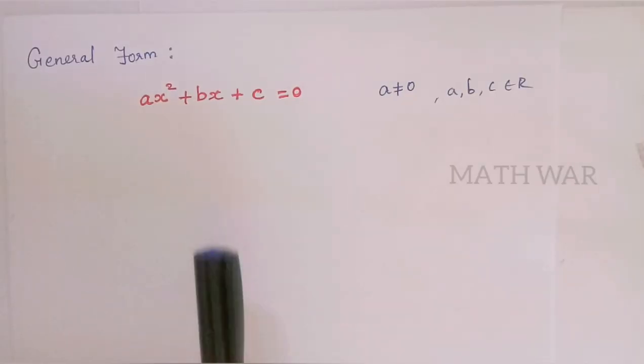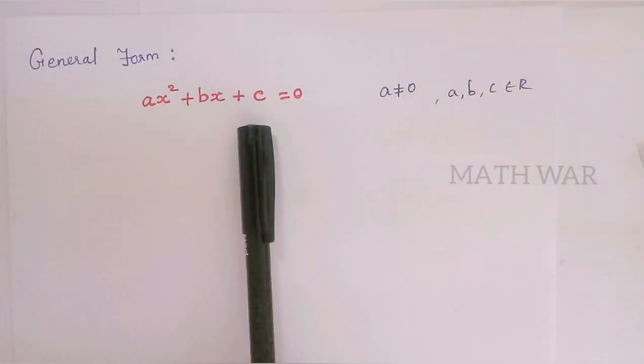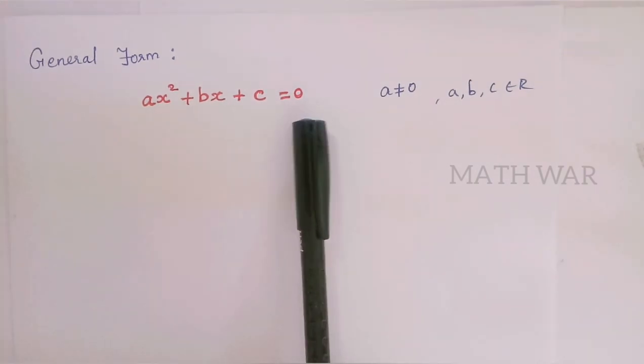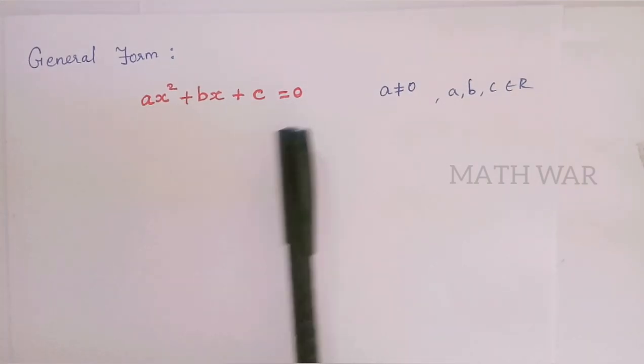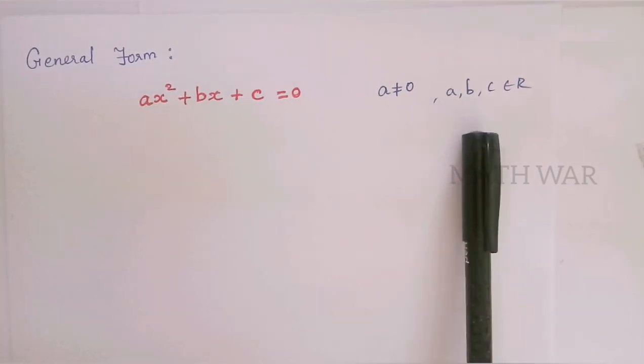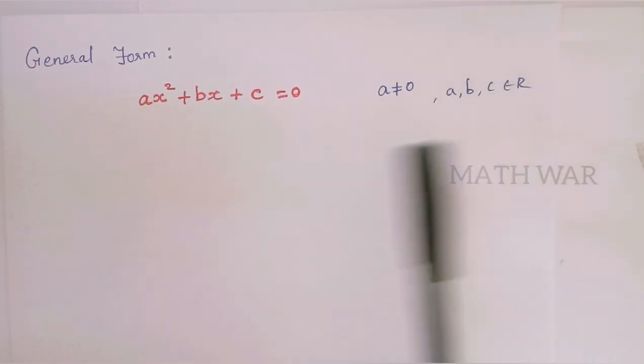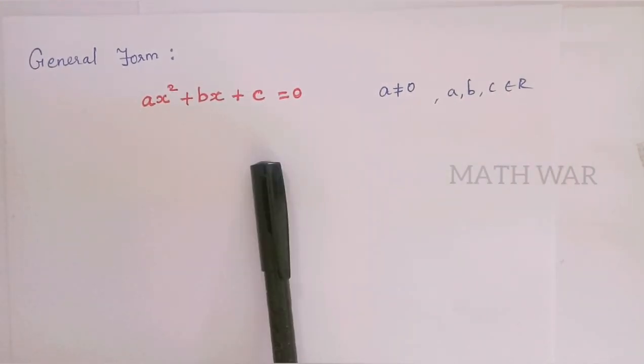Any equation of the type ax² + bx + c = 0, where a ≠ 0, is called a quadratic equation in the variable x. Here a, b, c belong to real numbers, and this is the general form of a quadratic equation.